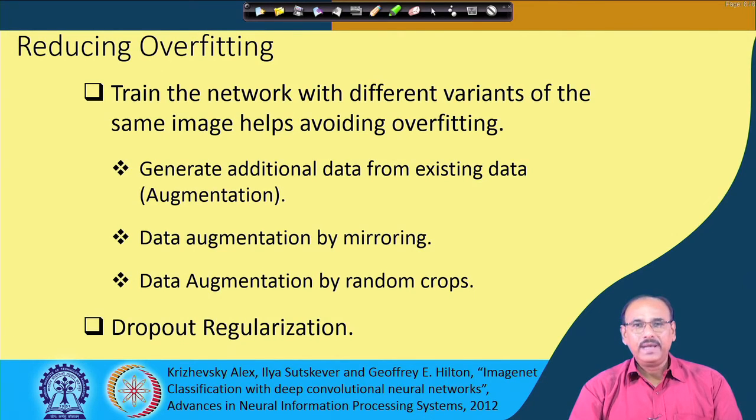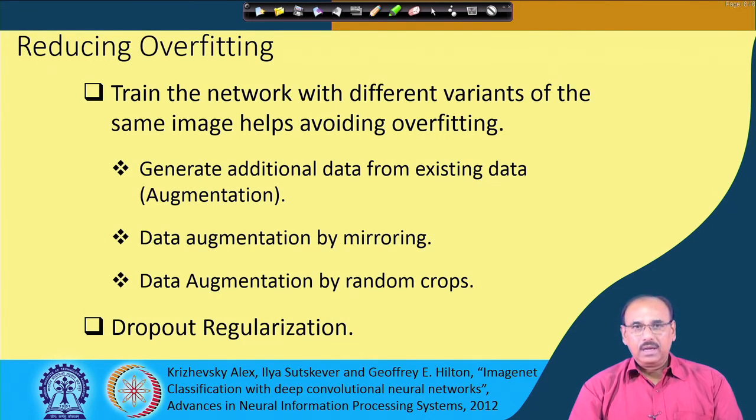So to avoid or reduce this overfitting problem, during training, additional or augmented training data was generated from the existing data. This augmentation was done by data mirroring, and also by taking random crops from the input data. So you have different multiples of the input data by which the network was trained, so that the network can code the general descriptors of the input data.